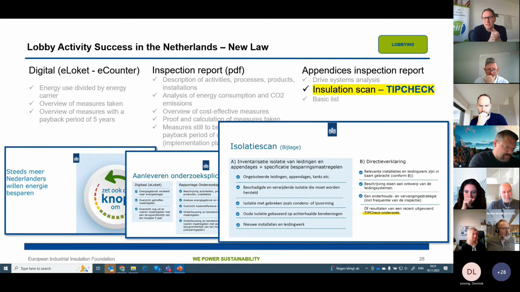And if there are any Dutch engineers who could become a tip check engineer, we have some places left for the international training. It would be great to join this training and to use this opportunity next year in the Dutch market.